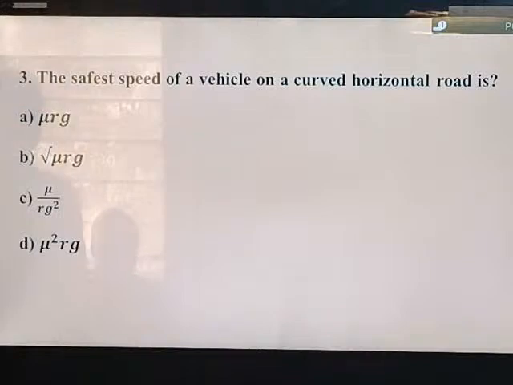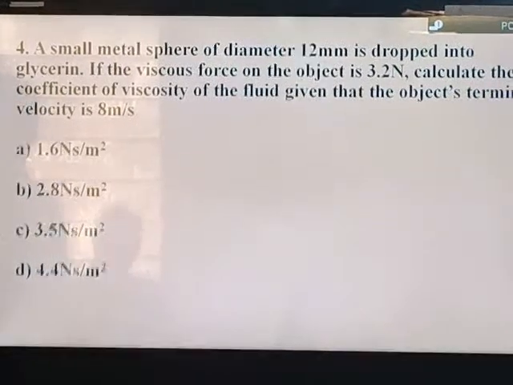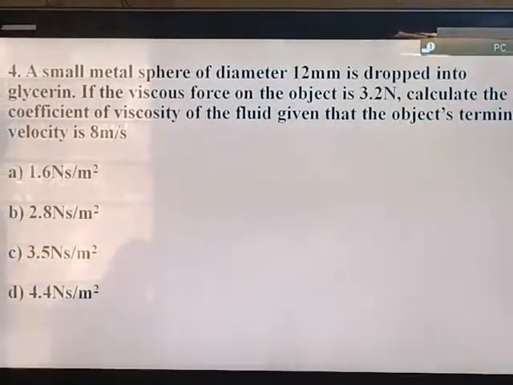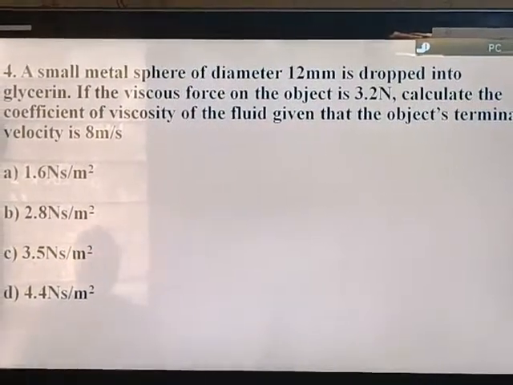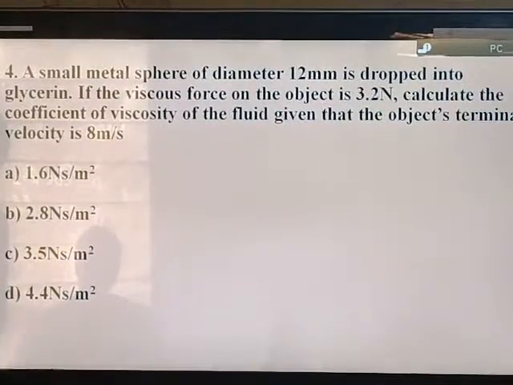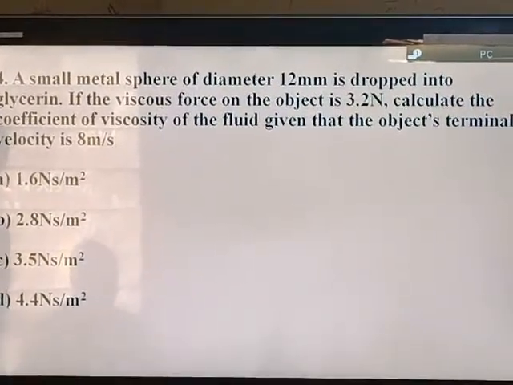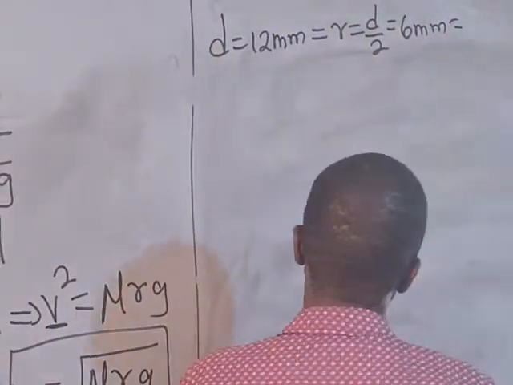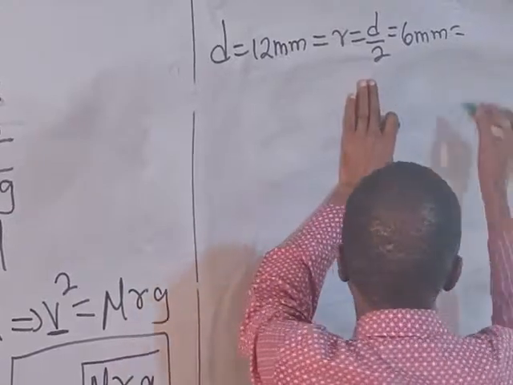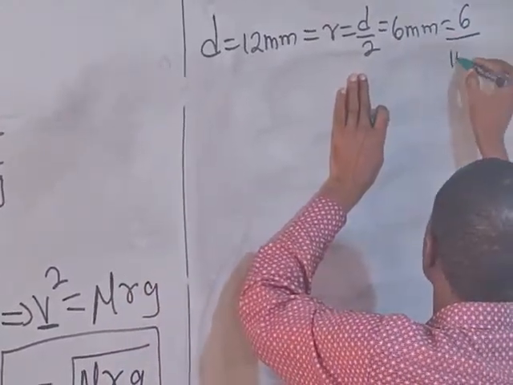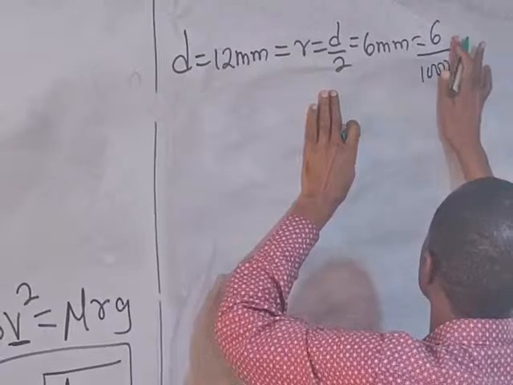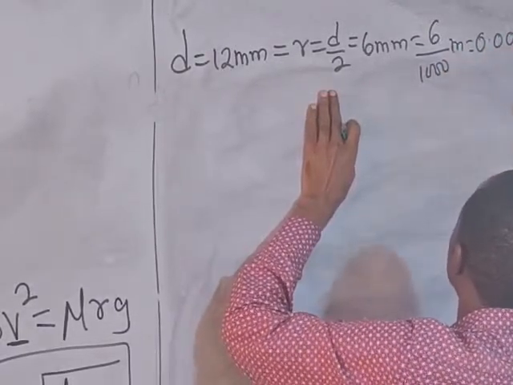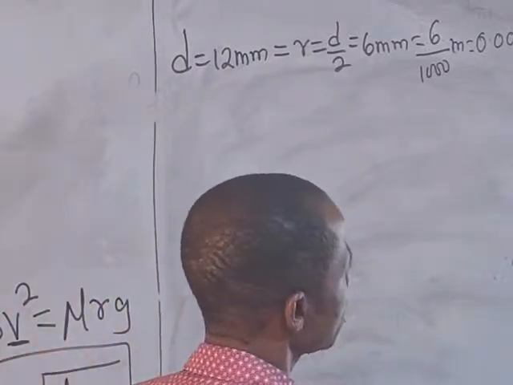Okay, let's go to number 4 now. The fourth question says, a small metal sphere of diameter 12 millimeter. So the diameter is 12 millimeter, which means the radius is going to be diameter all over 2, which is going to be what? 6 millimeter. And if we are going to convert our millimeter to meter, we divide by 1000, that's 6 all over 1000, and that gives us 0.006 meter. So let's take note of that. That's the radius of that particular sphere.